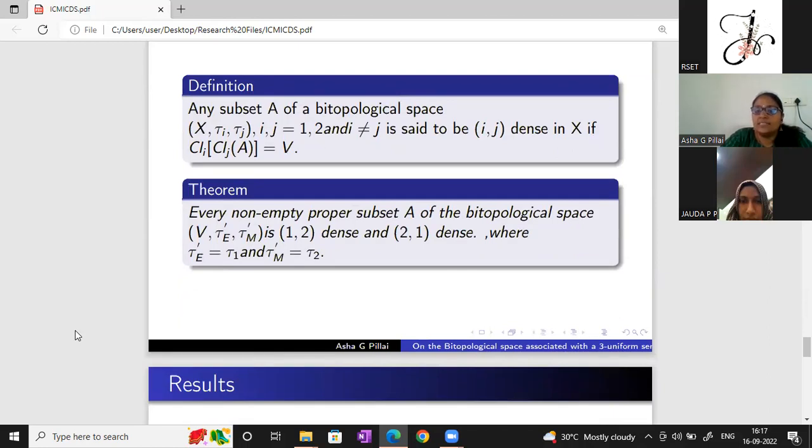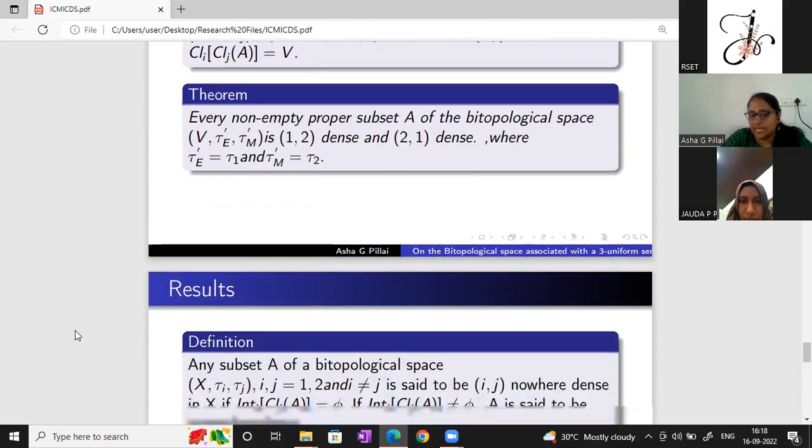Next result. Definition: any subset A of a bitopological space (X, τI, τJ) is said to be IJ dense in X if the closure with respect to τI of the closure with respect to τJ of A equals the whole vertex set. Every non-empty proper subset of the bitopological space (V, τE', τM') is 1,2 dense and 2,1 dense, where τE' is taken as the first topology and τM' is taken as the second topology.